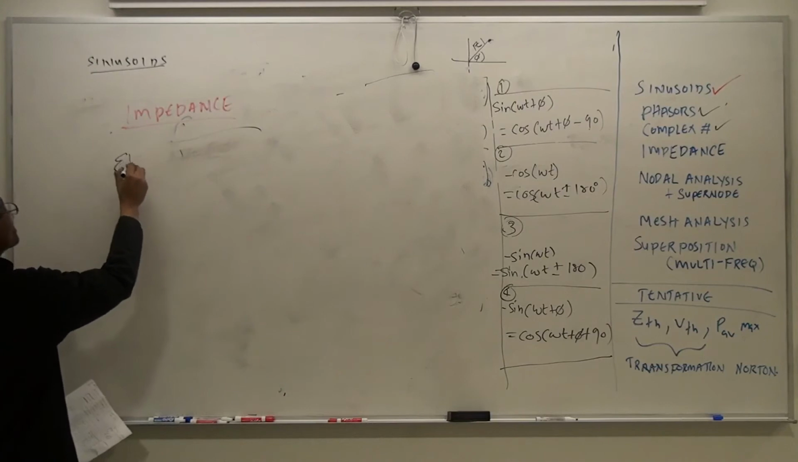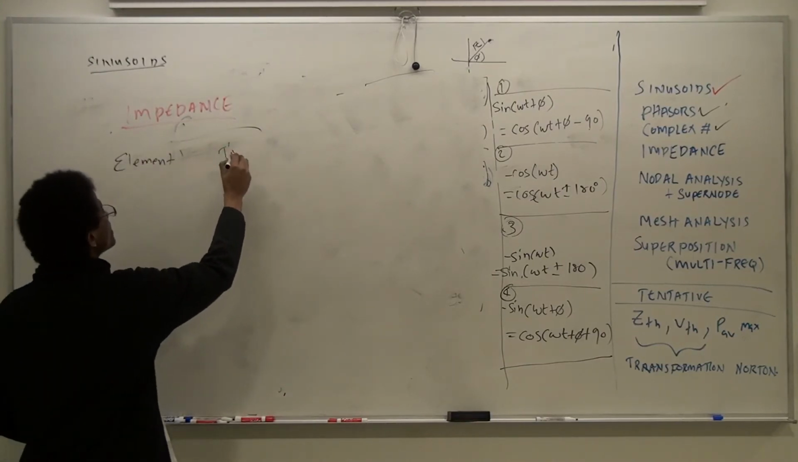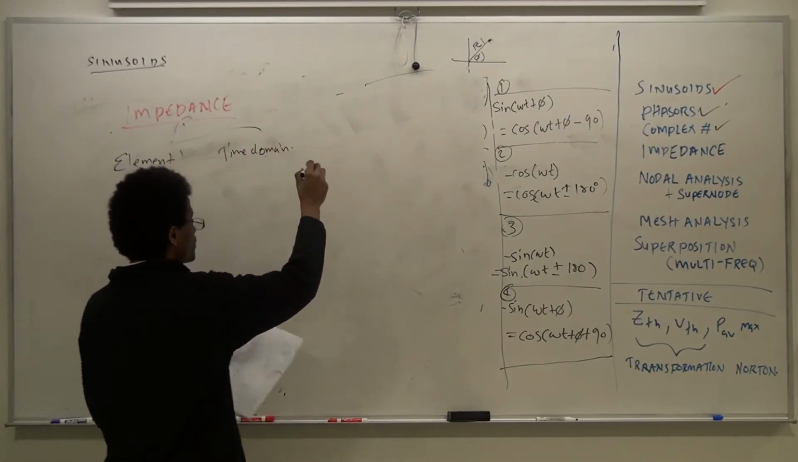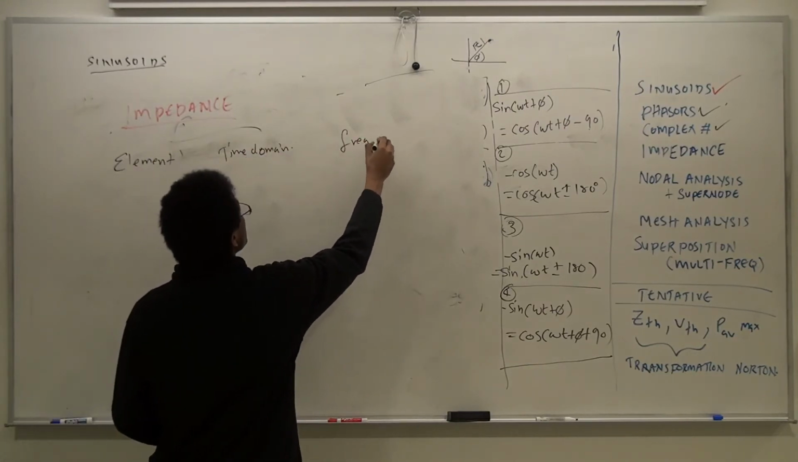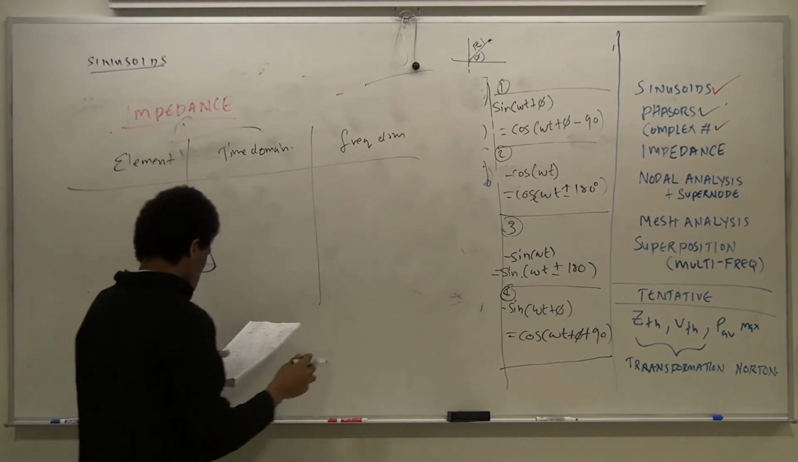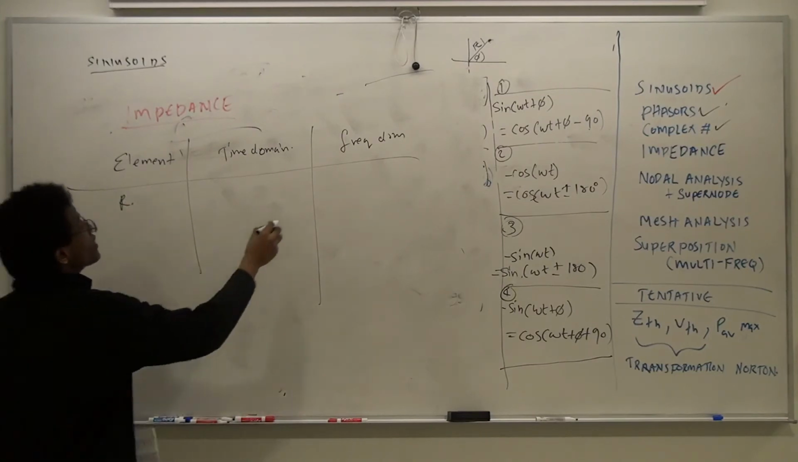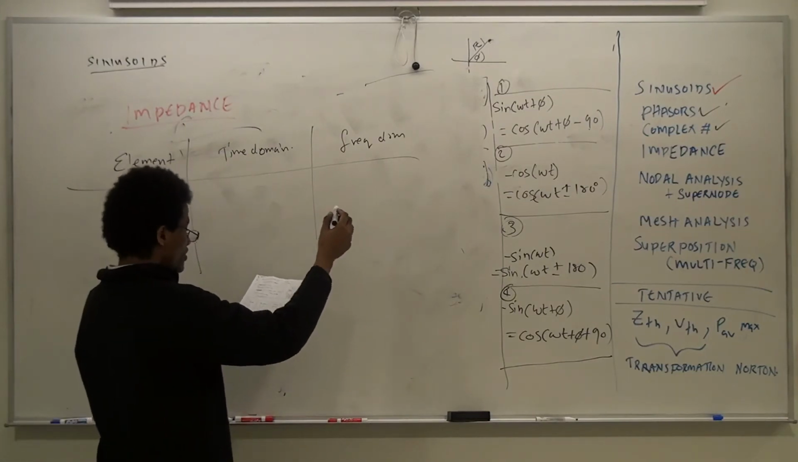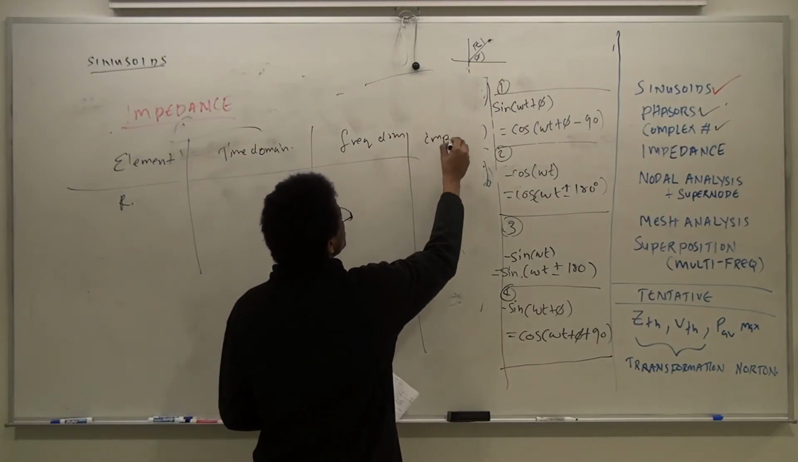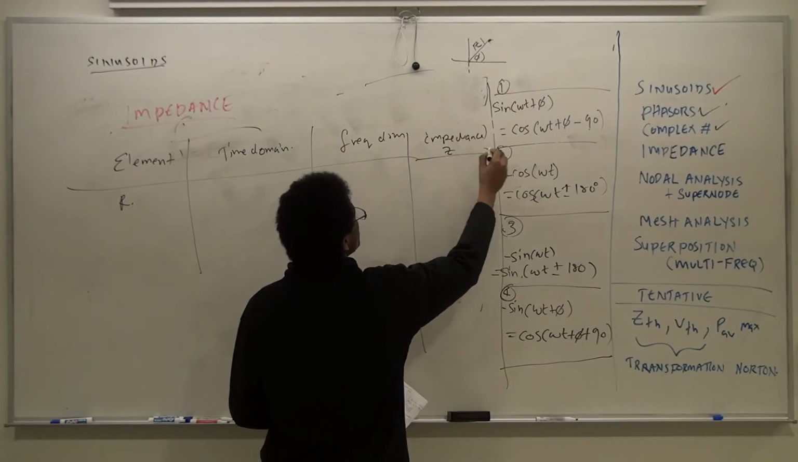So we have an element. It's the table that's going to summarize everything that you need. We've got the time domain, and you've got the frequency domain. This table is very, very essential. So you've got the resistor, and the relationship in the frequency domain, and then let's call this the impedance, or Z of the element.